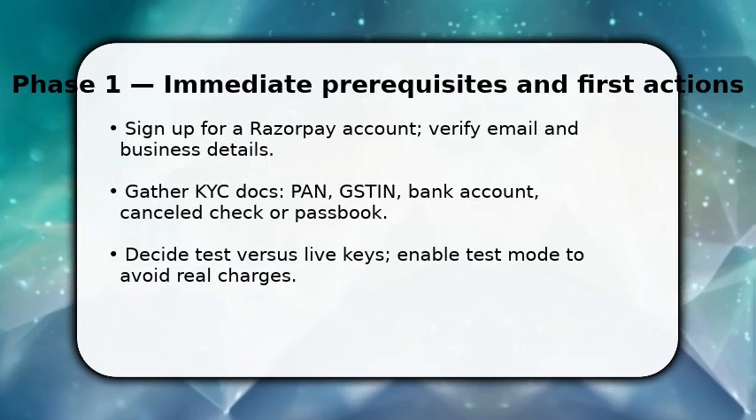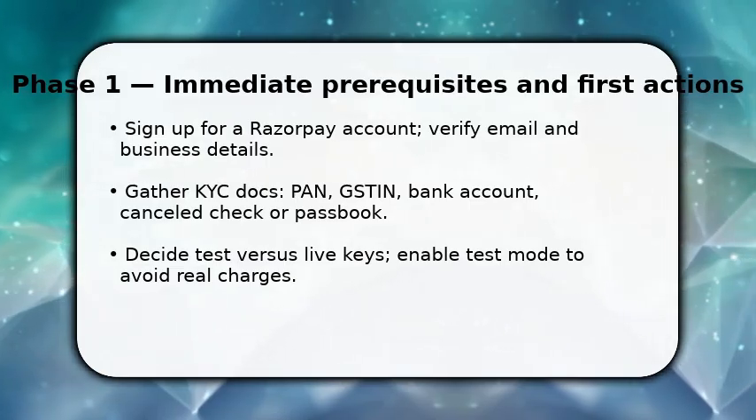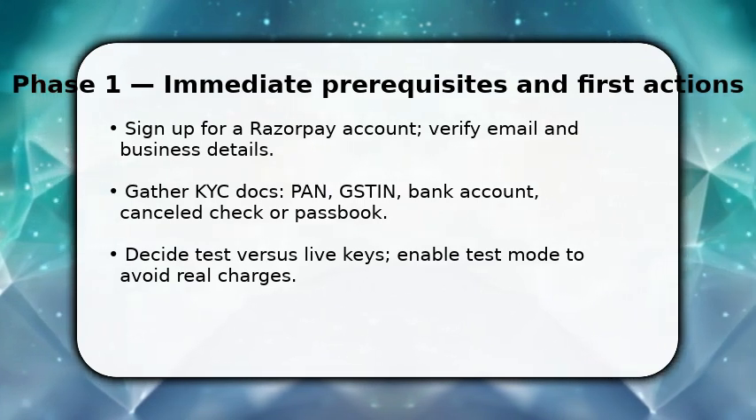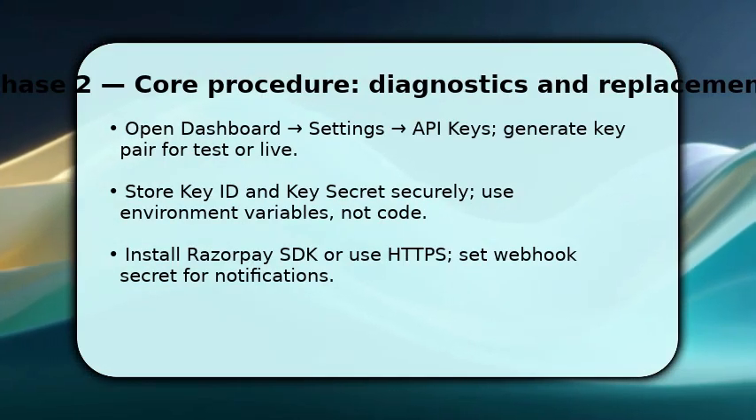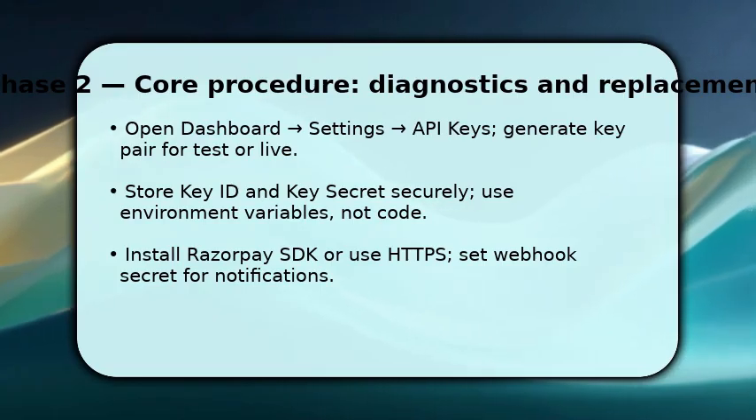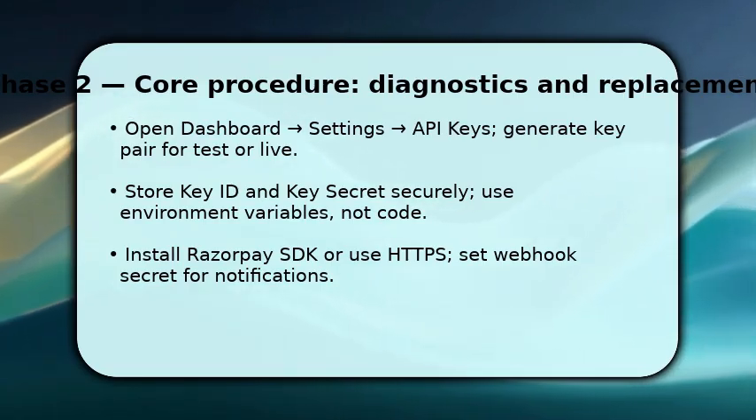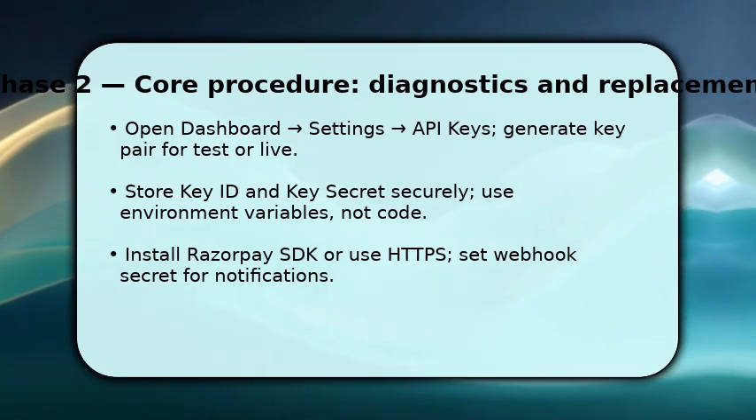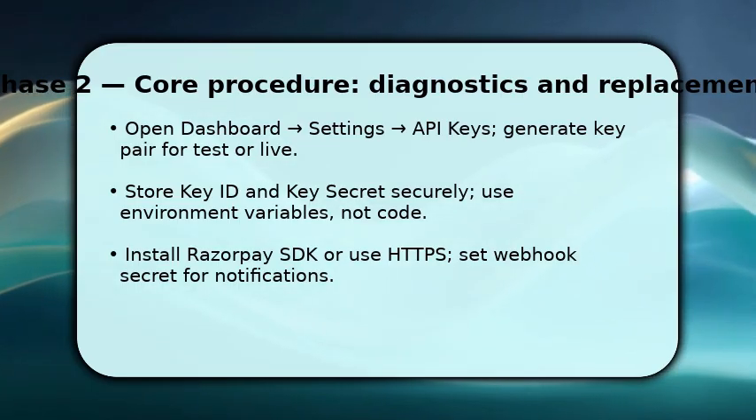Make sure to choose the right account type for your business, because the verification level determines which endpoints and limits you can use. Navigate to Dashboard, then Settings, then API Keys. Click Generate. You get a key ID and key secret. Store those secrets in environment variables on your server so they are never hard-coded.